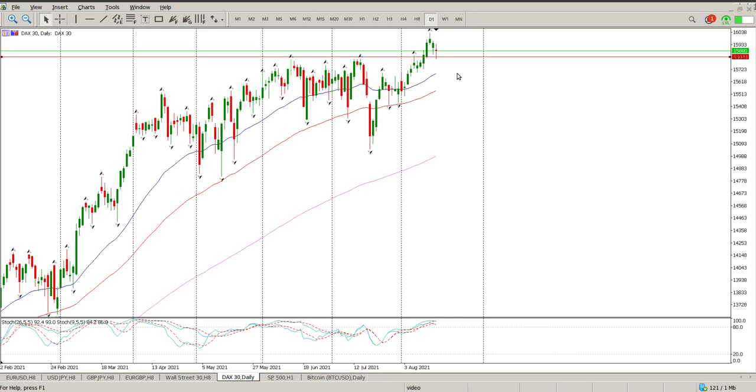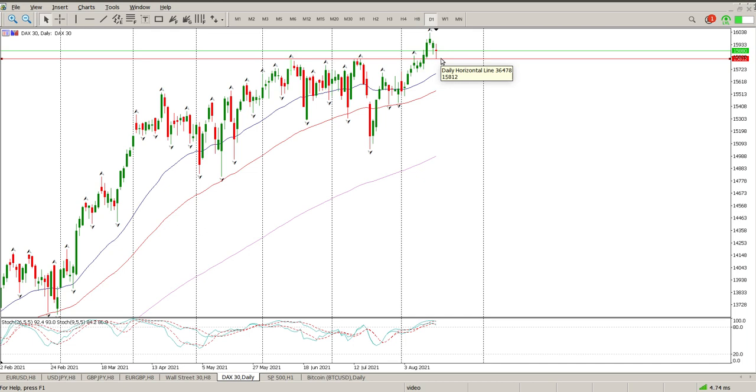We pulled back on the structure and bounced off it. The structure is right here. You can see the previous highs here, and that is at 15,828. If I adjust it slightly, 15,812. Call it 15,800. That's the structure we've got.